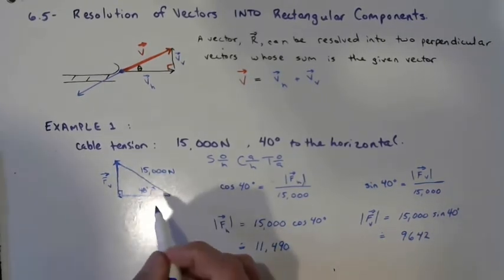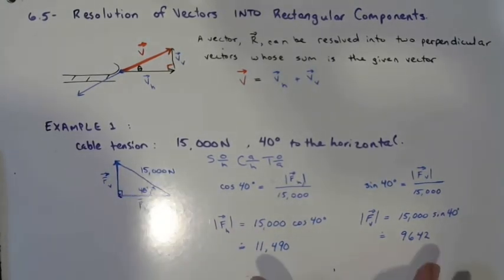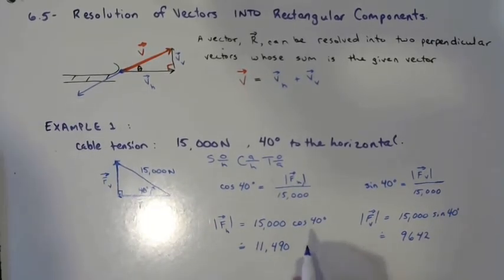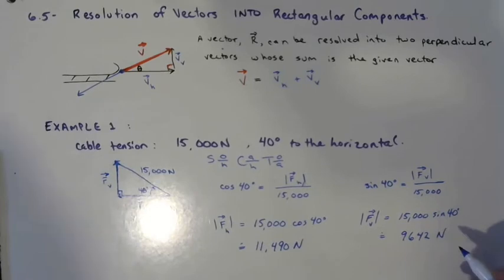All right, so we've taken this vector that we've been given of the tow truck pulling the car out of the ditch, we've split it up into its rectangular components, and we know the magnitude of the horizontal component measured in newtons, and the magnitude of the vertical component measured in newtons.